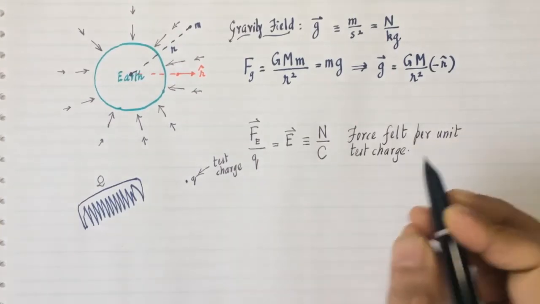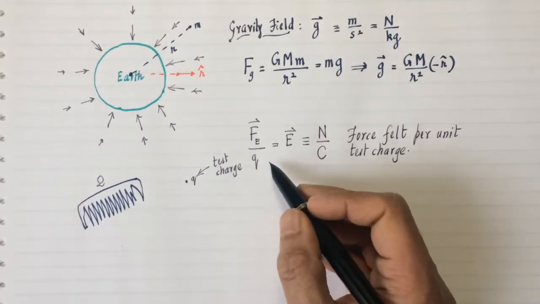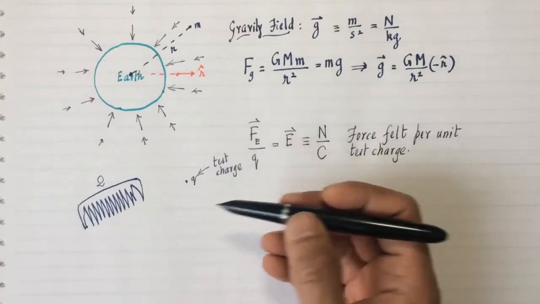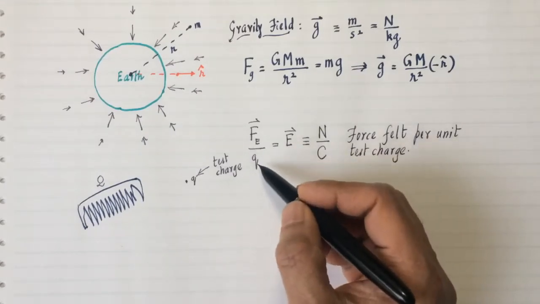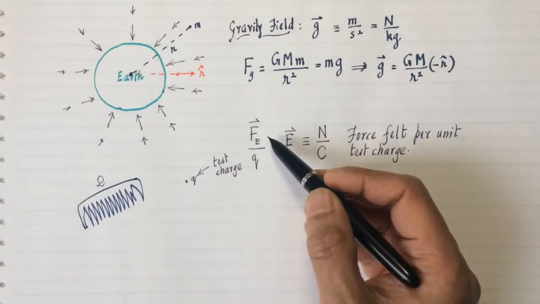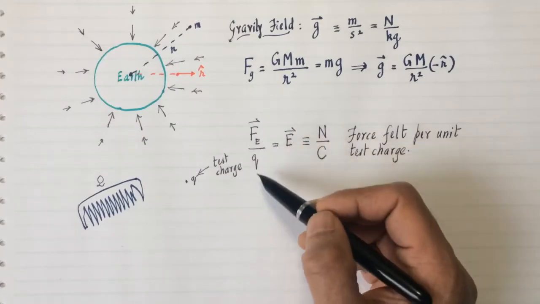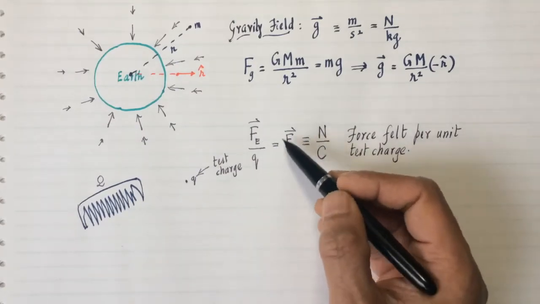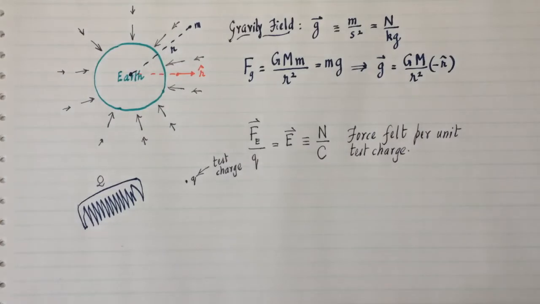Now it does not matter whether the test charge is positive or negative, because if it's a negative test charge, it will feel an attraction, and you divide by a negative number. If it's a positive test charge, it will feel a repulsion, and then you divide by a positive number. The net effect will always be the same electric field.